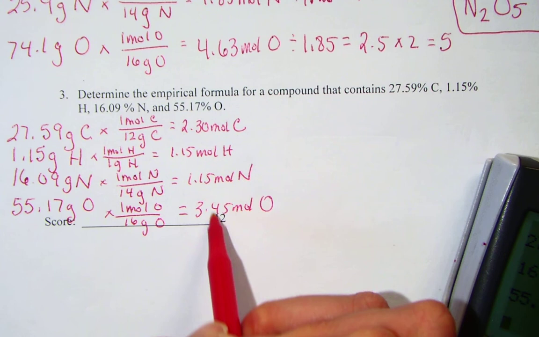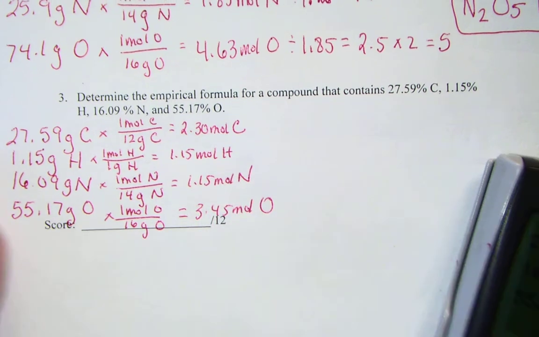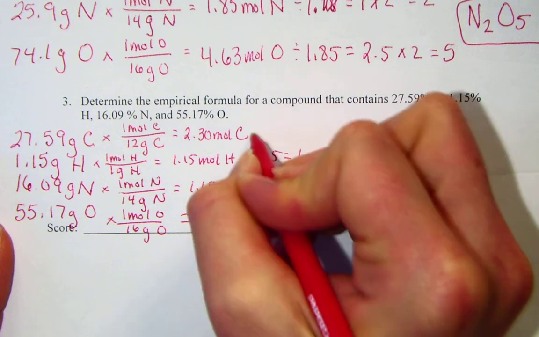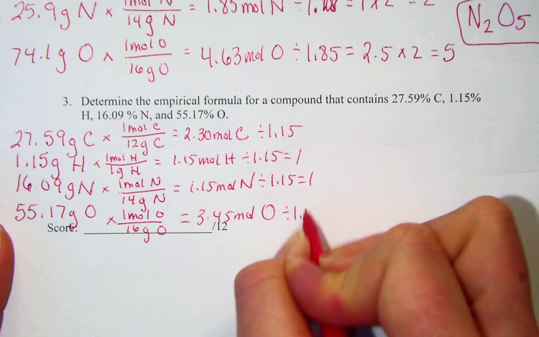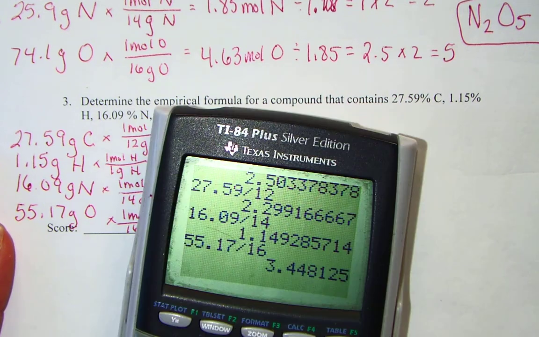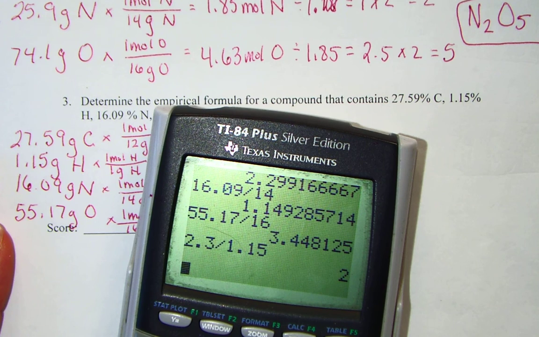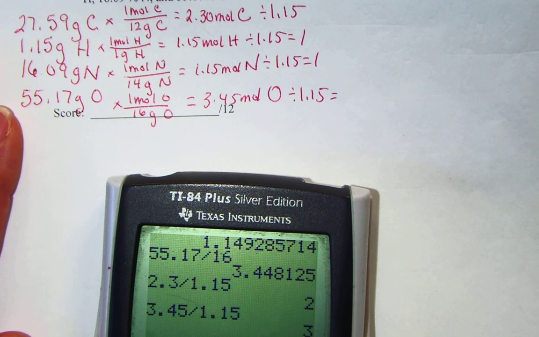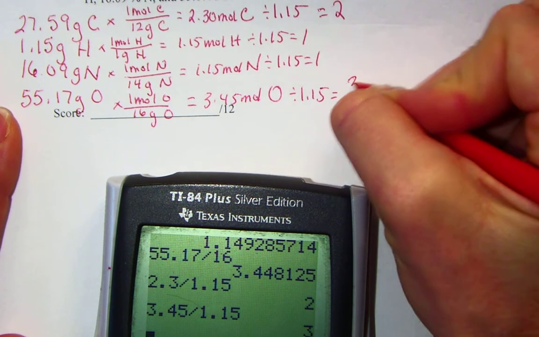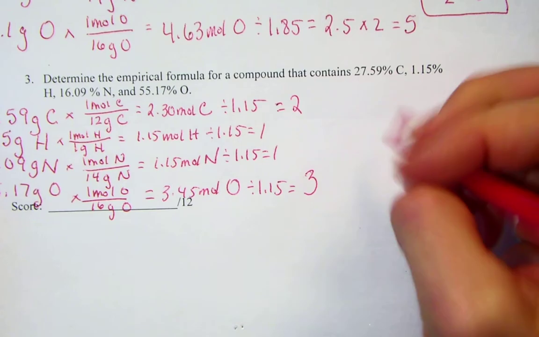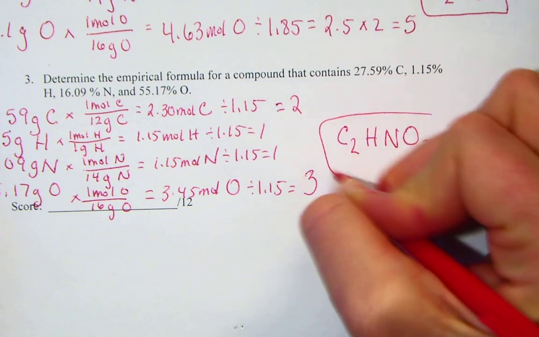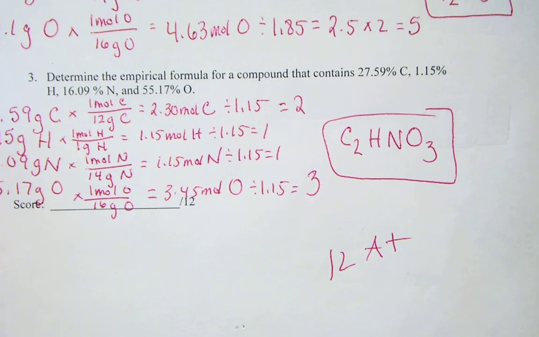The smallest number out of the list looks like hydrogen and nitrogen both are the smallest. They'll become the ones. So we'll divide through the entire list by 1.15. 2.3 over 1.15 comes out to be exactly 2. And 3.45 divided by our smallest number comes out to be exactly 3. So those become the subscripts, and we find an empirical formula, C2HNO3. 12 points for our A+ coming tomorrow. I'll shut down the recording.